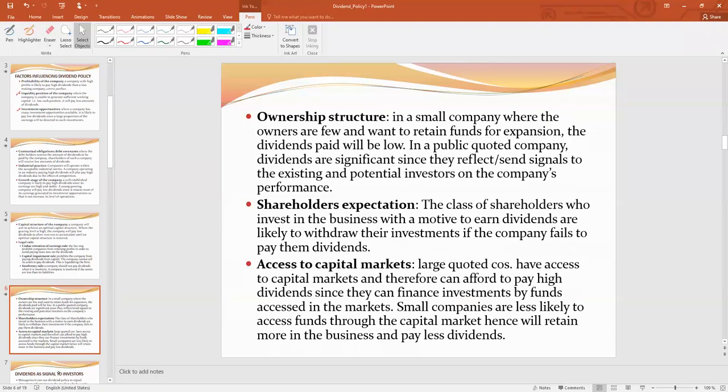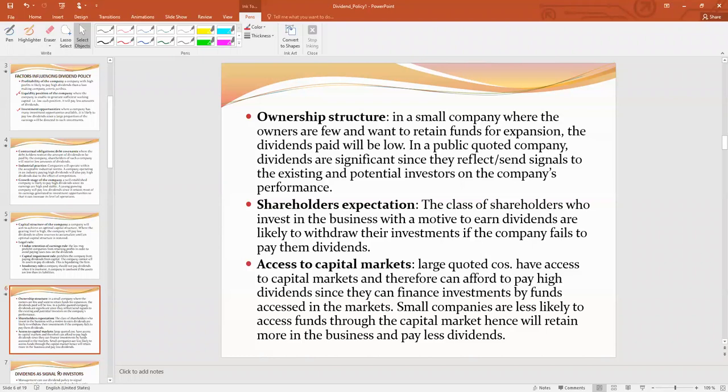Another factor that might influence the payment of dividends is who the owners are, which I would call the ownership structure. Who are the owners of the company? In a small firm where the owners are few and want to retain funds for expansion, they are not going to really pay dividends. If it is a family business, quite unlikely you're going to find an element of dividend. Most of the time, they attempt to reinvest their money into the business.